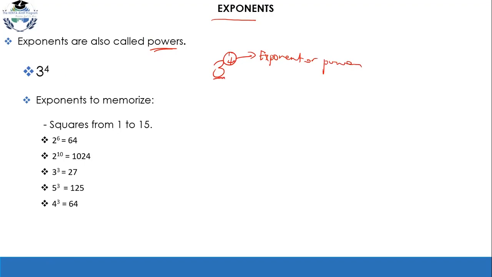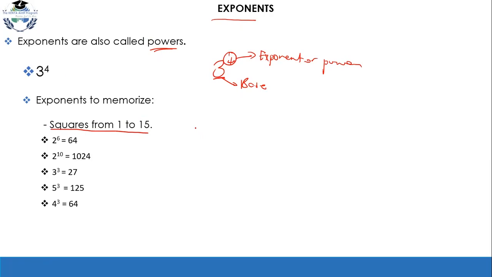And then this 4 here, we call the base. Exponents are basically powers. Some exponents that you need to memorize when you're going to sit the GRE. This one, there's no option for you. Squares. When we were in high school, we were able to understand from 1 to 15.